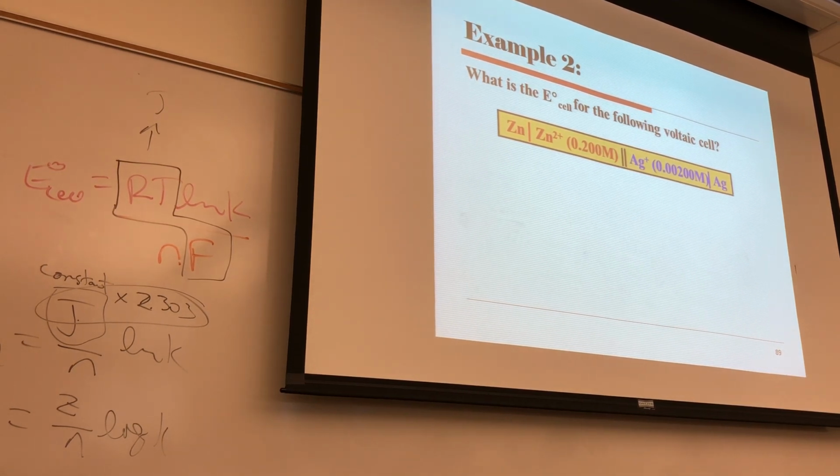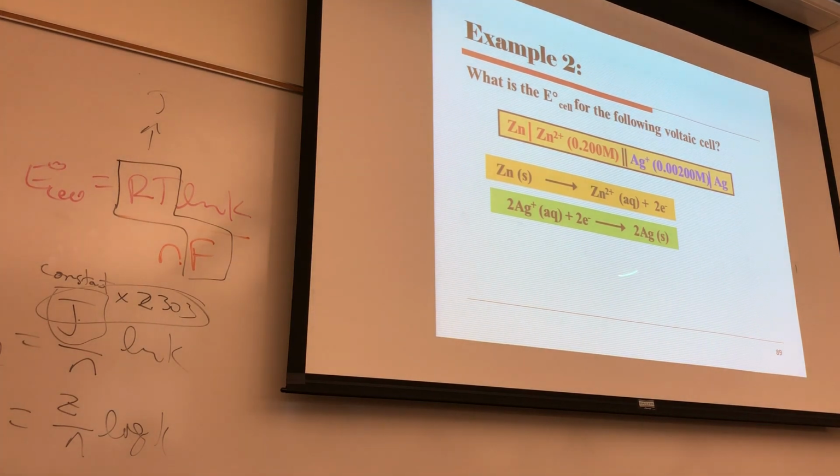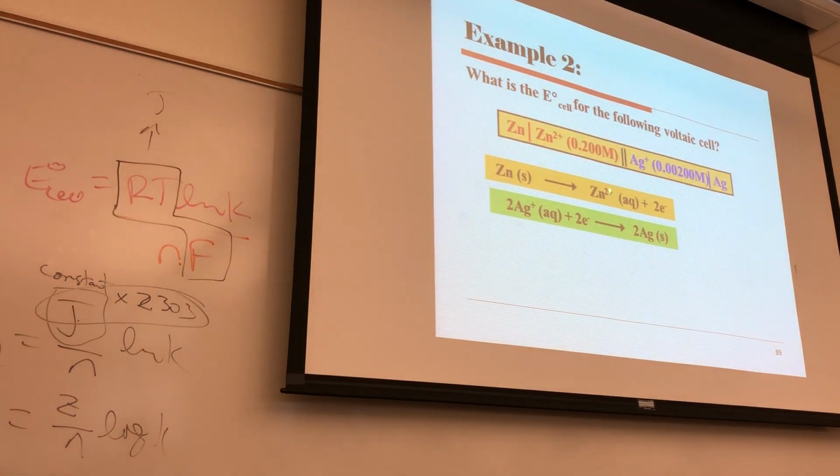What's different about this cell notation than what you've seen in the past? Concentrations? You have concentrations in there. And are those concentrations at standard state conditions? No. So therefore I need to figure out E under non-standard state conditions. Okay, so let's set up the equation. I have zinc going into zinc 2 plus and 2 electrons, and I have silver.